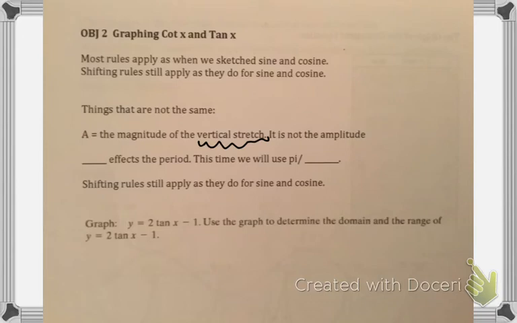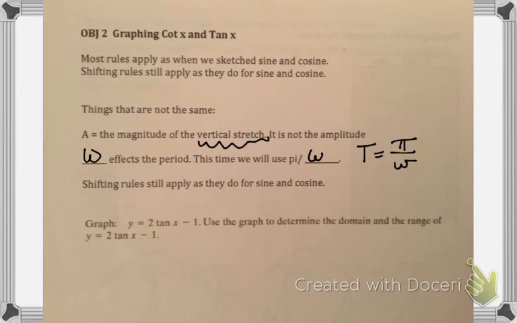The omega still is going to affect the period. So if you have to find the endpoint or where the asymptote is, you're going to use pi over omega. So t equals pi over omega for tangent and cotangent only. Shifting rules still apply as they do for sine and cosine.